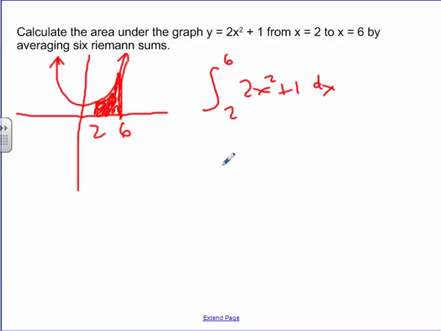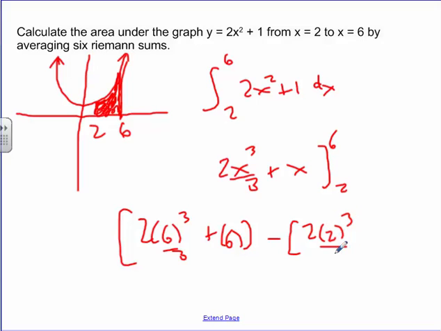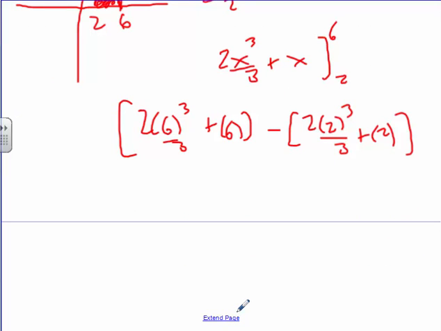So to antiderive this would give you 2x to the 3 over 3 plus x, and you'd be finding that from 2 to 6. So the last thing you need to do is plug in 2 times 6 to the 3 over 3 plus 6. And then you'd be subtracting the lower bound value, which is 2 times 2 to the power of 3 over 3 plus 2. We just need to solve for what that happens to be now.